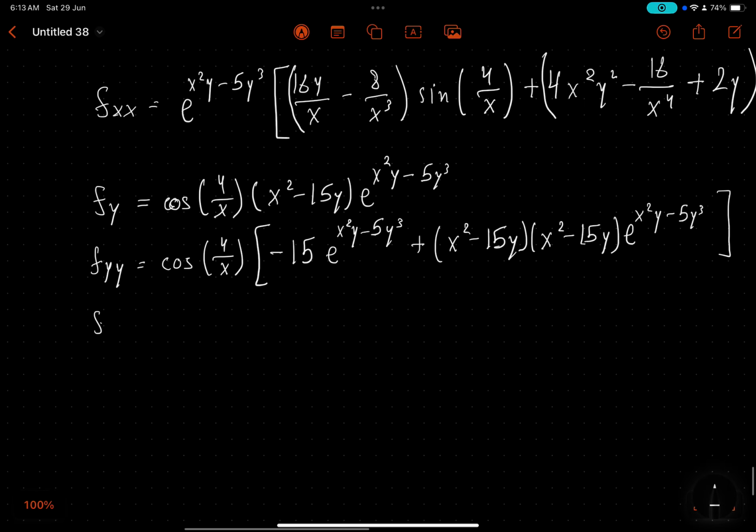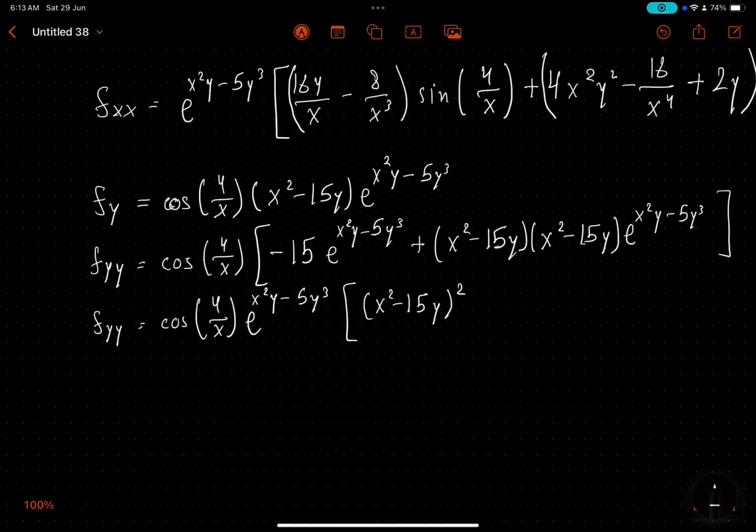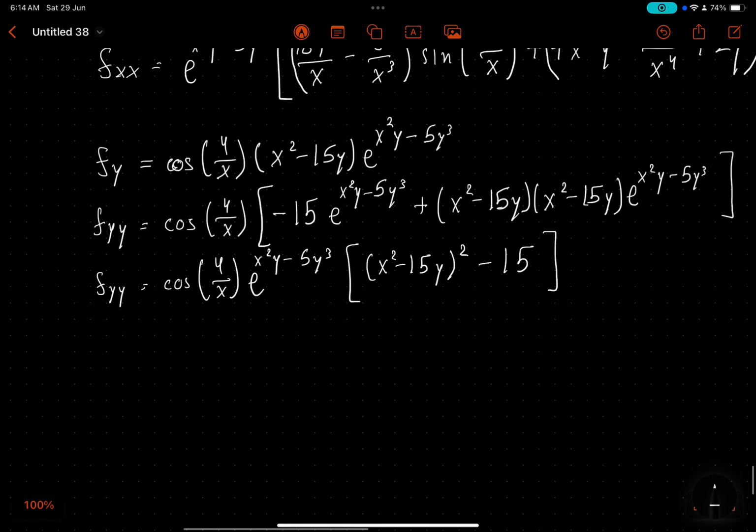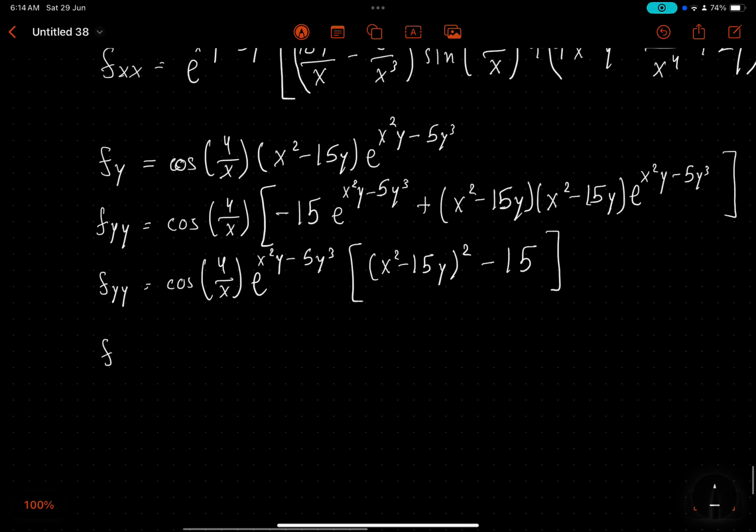f_yy. Now this can be further simplified, so we do cosine of 4 over x, e to the x squared y. If we take it as a common factor, y to the 3, we can get basically this x squared y all squared minus 15. And if you want to simplify this, you can, but I'm not going to do that. Now this is the answer.